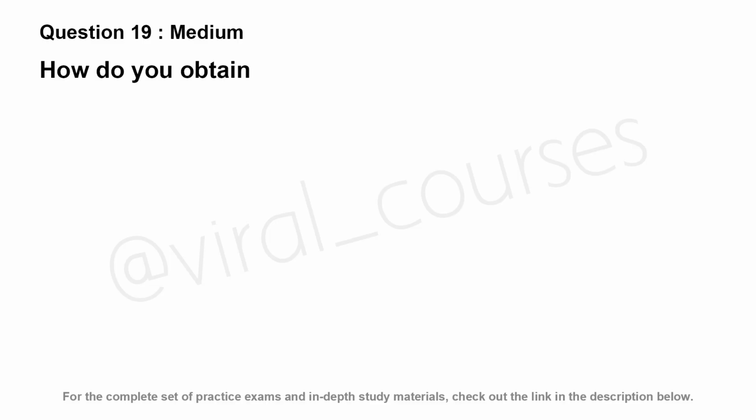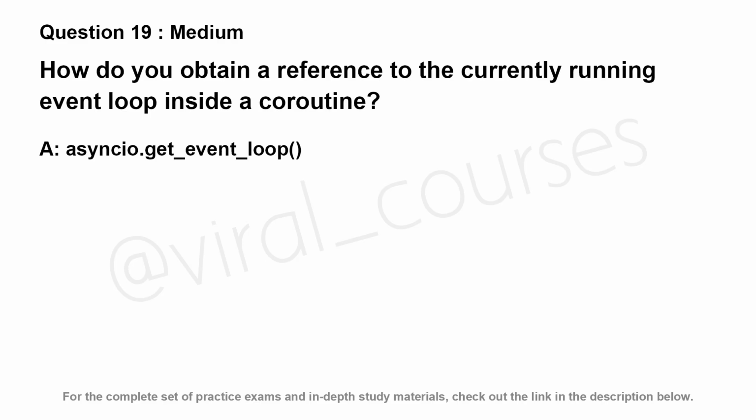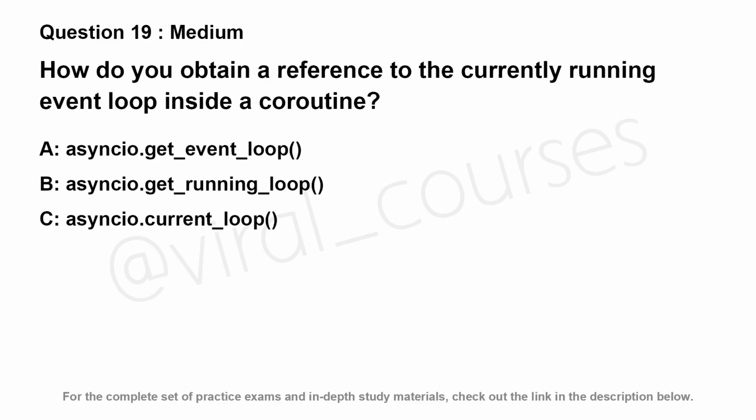How do you obtain a reference to the currently running event loop inside a coroutine? Option A. asyncio.get_event_loop. Option B. asyncio.get_running_loop. Option C. asyncio.current_loop. Option D. asyncio.this_loop.